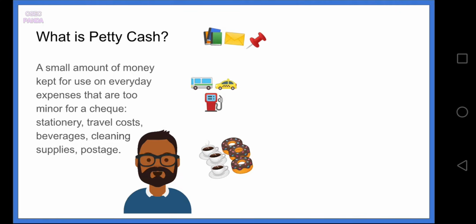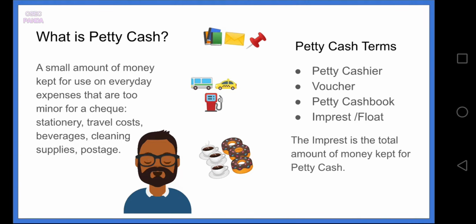We got a couple of terms that are associated with this. The person who is overseeing petty cash and who dispenses it or gives it out to people when they need it is called the petty casher. They're also the person who keeps the records and balances the book at the end of the month.